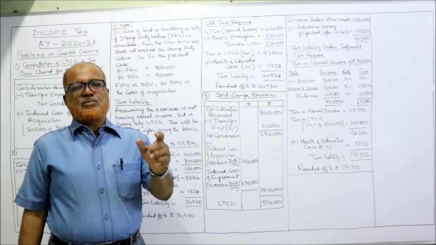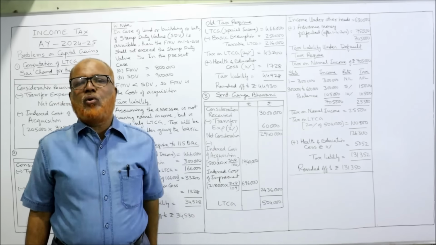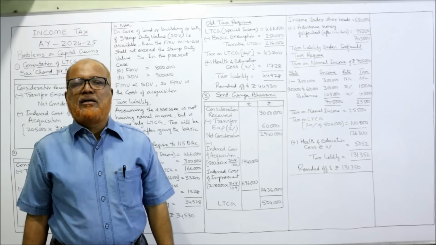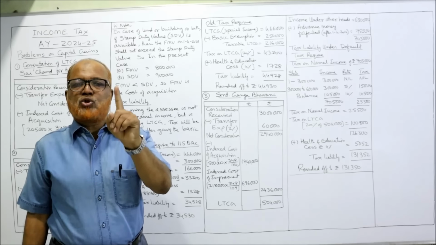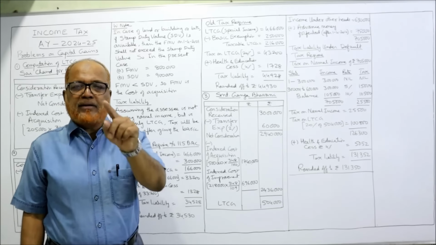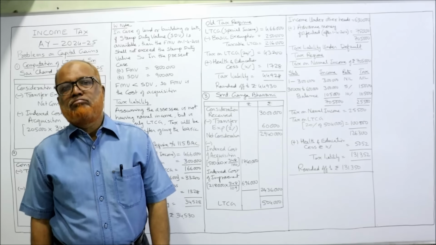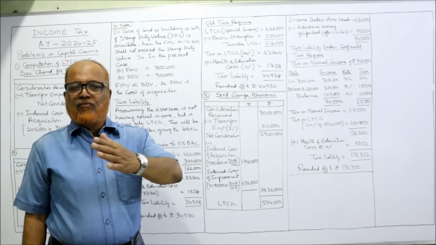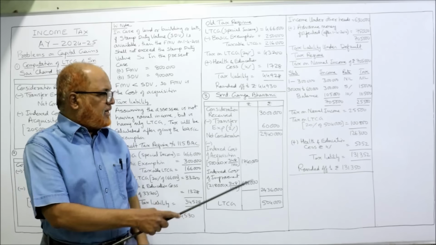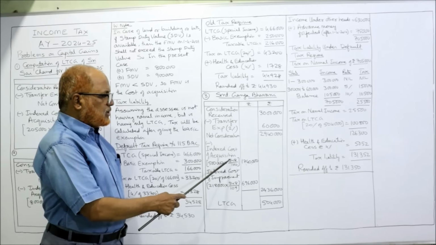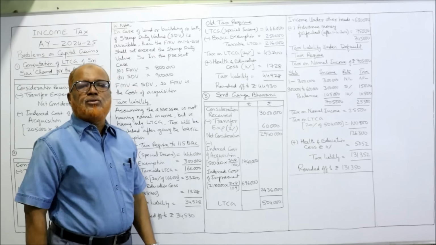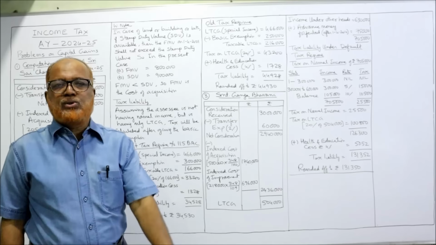If any asset is purchased before 1/4/2001, the index number of purchase year should be taken as 100. Make it a note. Write it down. Any asset purchased before 1/4/2001, 100 is the index number. So 5 lakh into 348 by 100, 17 lakh 40,000. This is the indexed cost of acquisition.